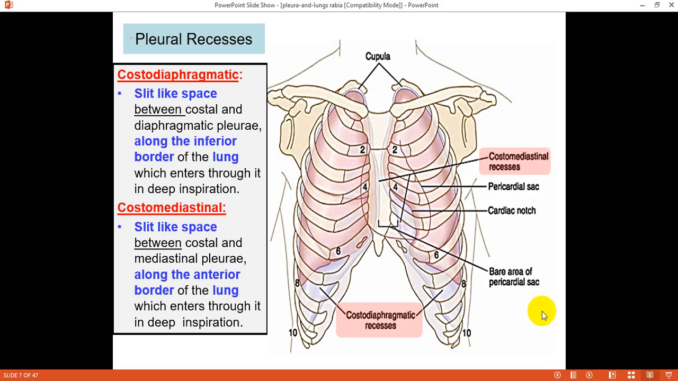So basically these spaces are providing extra space, and especially in clinical conditions when there is accumulation of extra fluid or blood in case of trauma, or pus collection in case of infection, the fluid is collected in these potential areas, and especially the costodiaphragmatic recess in erect position due to gravity.